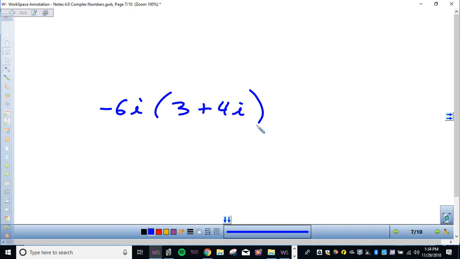You should have 24 as the first. Oh, did you just erase it by accident? Yeah, you're good. 24 comes first. Good. Positive 24. Right, because i squared switches it to negative. Okay. Good job. Minus 18i. Right, because negative 6 times 3. Negative. Okay, good.